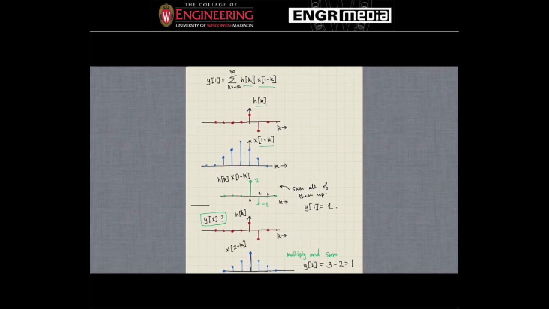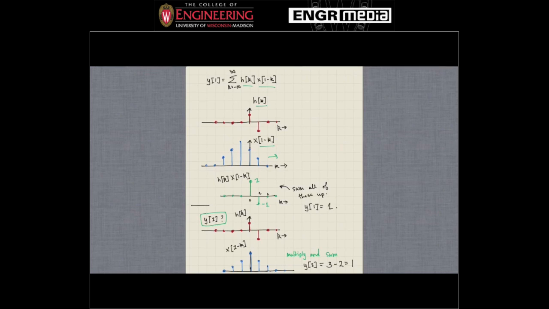Last time we had x of 0 minus k. Now if we look at x of 1 minus k, that has the effect of shifting the plot to the right. So it was flipped, and now we're shifting it to the right by 1 index. Okay, so now I'm going to multiply these two signals, h of k times x of 1 minus k. And what does that do?